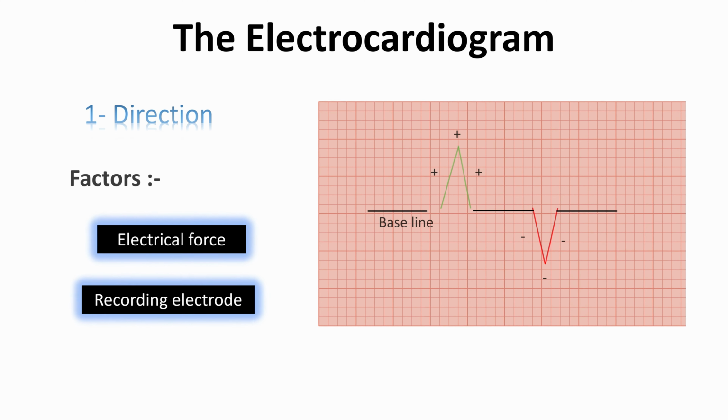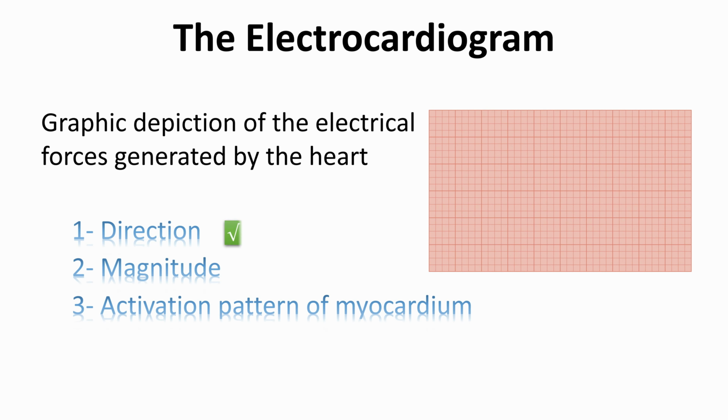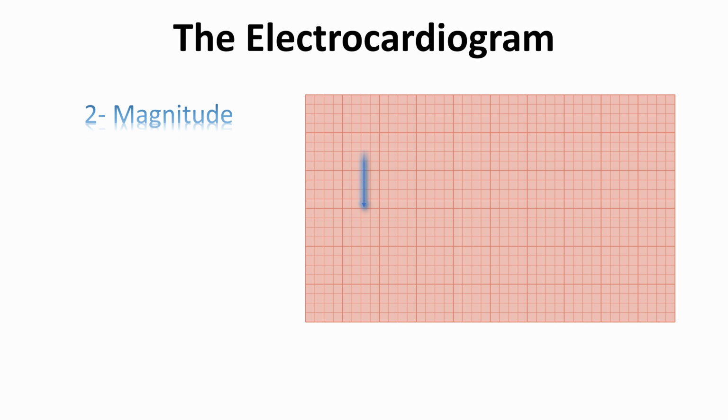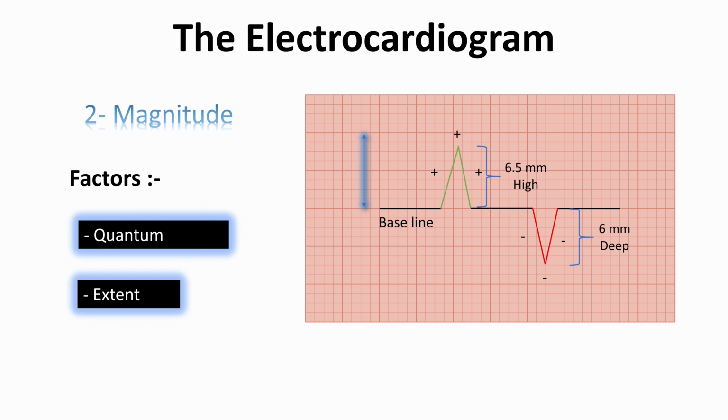The second thing about the electrocardiogram is the magnitude. The height of a positive deflection and the depth of a negative deflection are measured vertically from the baseline. This vertical amplitude of the deflection is a measure of its voltage in millimeters. The magnitude of a deflection depends upon the quantum of the electrical forces generated by the heart and the extent to which they are transmitted to the recording electrode on the body surface.